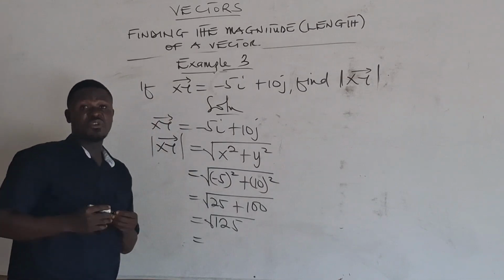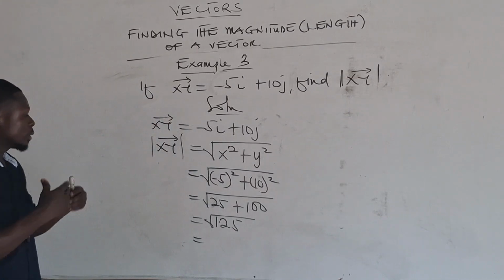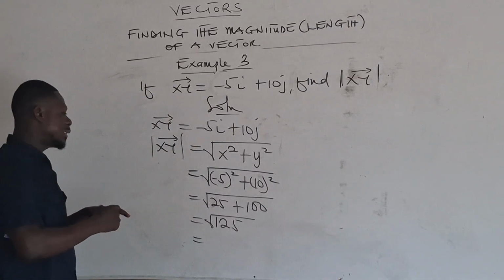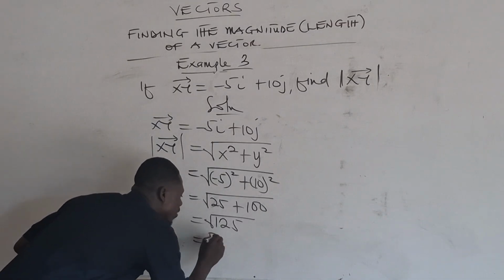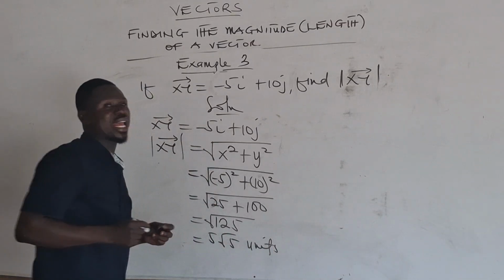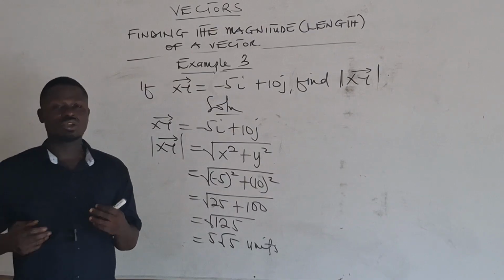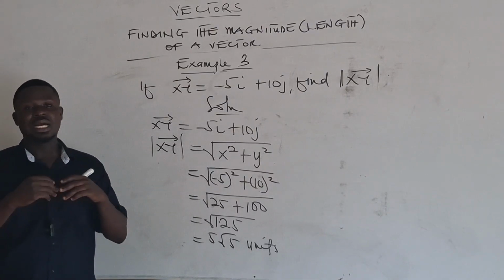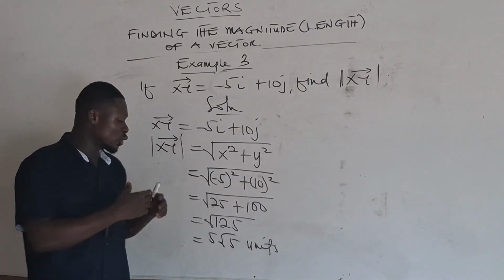And then if you want to leave it in a radical form or in a surd form, then this will be 5 root 5 units. You can also leave it in a decimal form, but you want to leave it in the radical form.